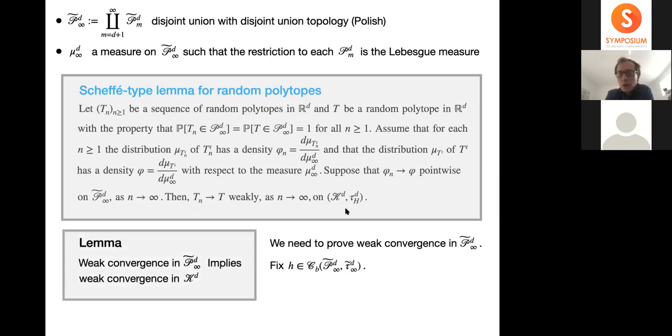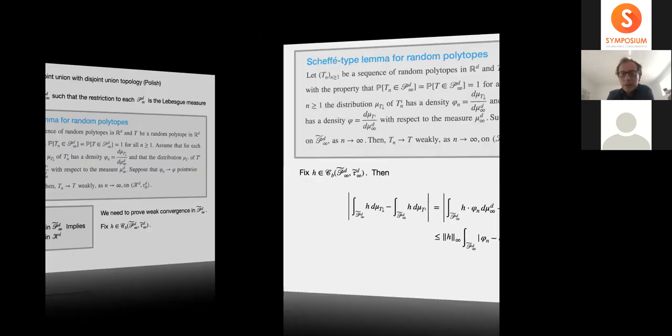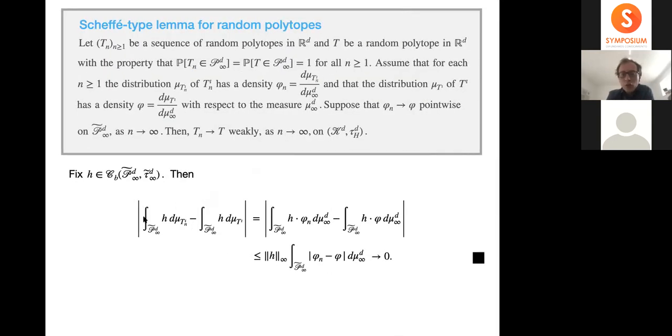First of all, if you want to prove weak convergence in KD with respect to Hausdorff distance, we already saw that it is sufficient to prove weak convergence in this representation space. So the only thing that we need to prove is that once you have convergence of these densities in the vertex representation space, you have weak convergence in the space PD infinity. Just take a bounded continuous function on that space, and then it's very easy. You have to show that integrals of bounded continuous functions converge, so that the difference converges to 0.